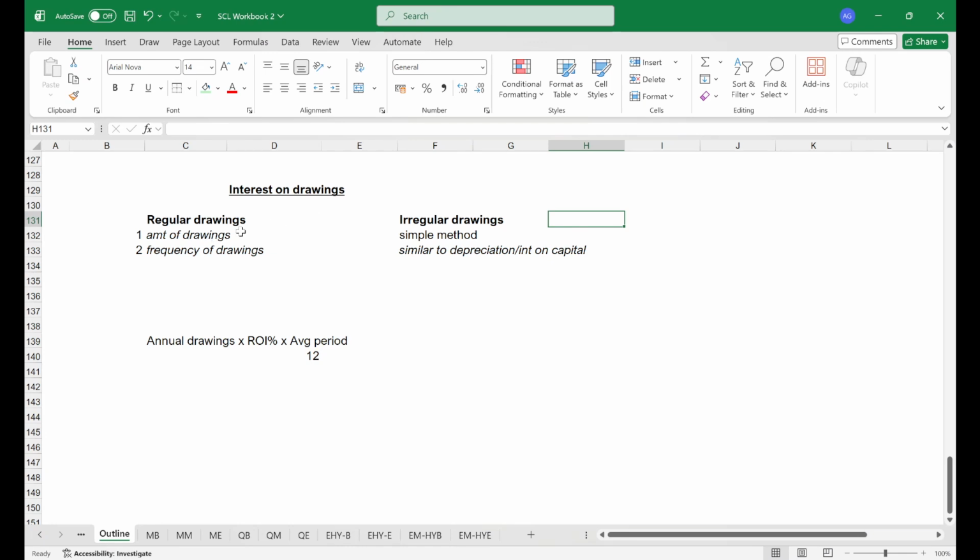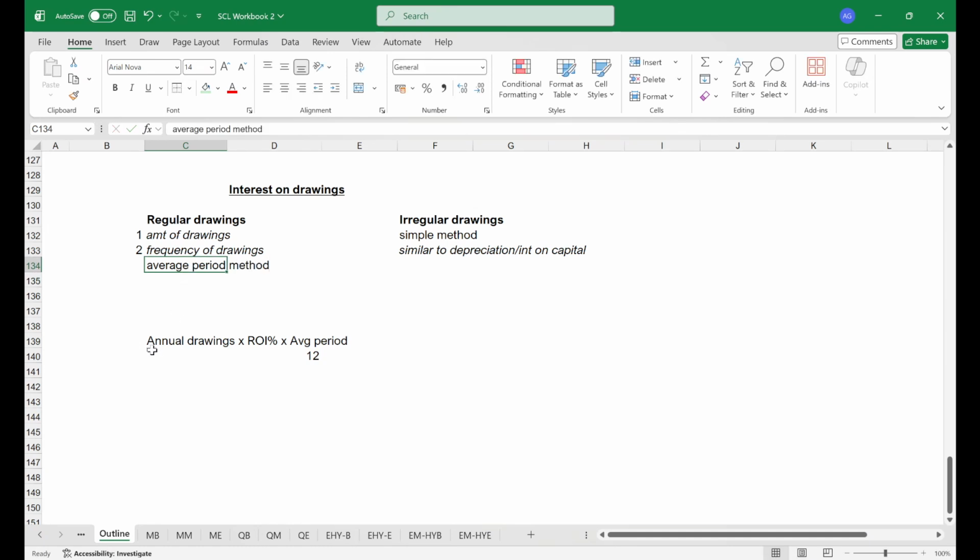But if both are in exact consistency, then they are called regular drawings, meaning the amount of drawings is the same. Partner withdraws 50,000 every month, and the frequency of drawings is also the same. Partner withdraws 50,000 at the beginning of every month or middle of every quarter. So there is a pattern to the drawings. In that situation, you have to use average period. Only in a regular drawing situation we follow this average period method.